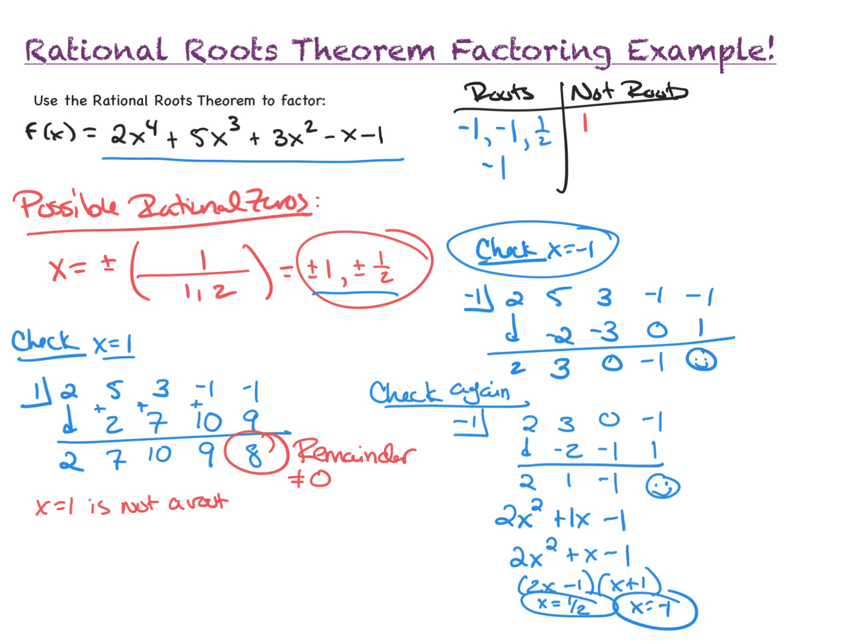So let me write the answer down and then summarize what we just did. Our answer would be to factor the 2x to the 4th plus 5x to the 3rd plus 3x squared minus x minus 1. Going off of this information, that would tell us f of x equals x plus 1 to the 3rd power, because I have 3 x plus 1s, times 2x minus 1 from this down here, from the x equals 1/2.